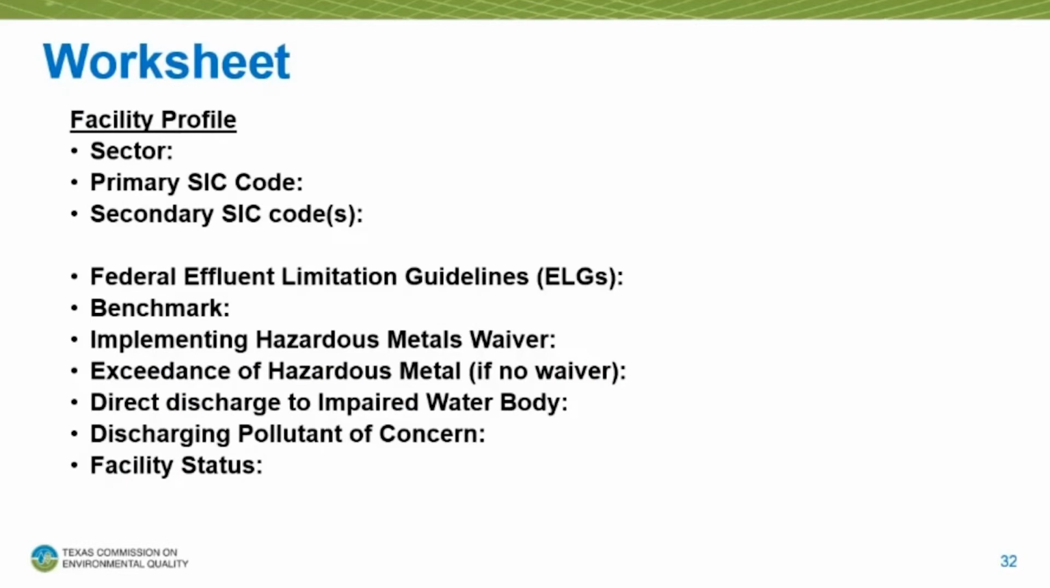So if you wanted to look back at what you identified in your application and take note of things like your sector, what SIC codes you indicated, if you said that you're subject to federal effluent guidelines, if you said you're implementing a waiver from benchmark monitoring, and so on. These are the same questions we used for our examples before, but it could be useful for you to go back and look at your application and refresh your memory on how these things were answered so that you know what should be showing up in the NetDMR system.